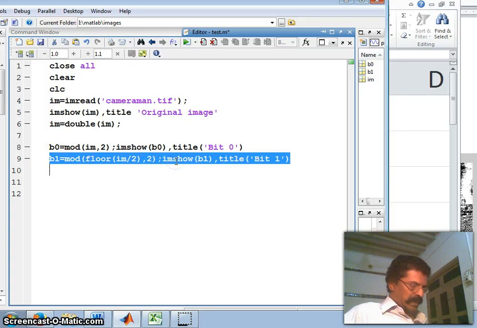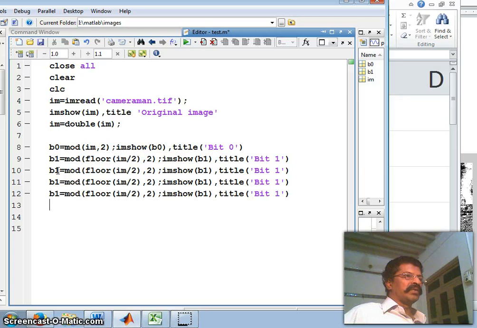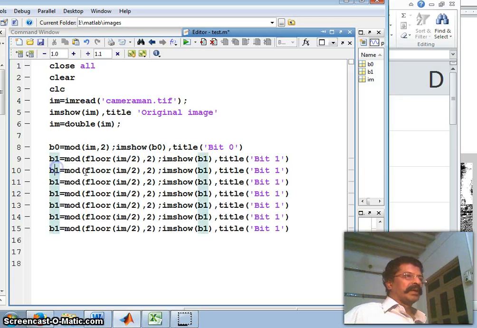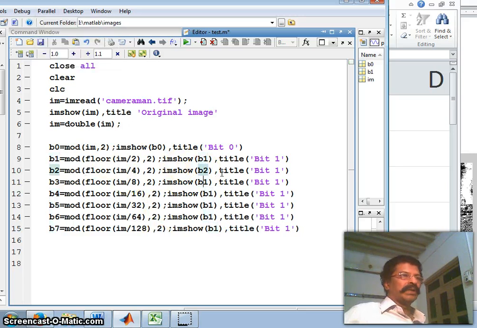So here I copy this one and I paste it. This is B2, B3, 4, 5, 6, 7. Right, this I will take as bit 2, 3 and 4, and meanwhile I will use 128, and therefore here I am showing the image B2, here I show the image B3, and this image I show B4, B5, B6, and this is the most significant bit, B7.